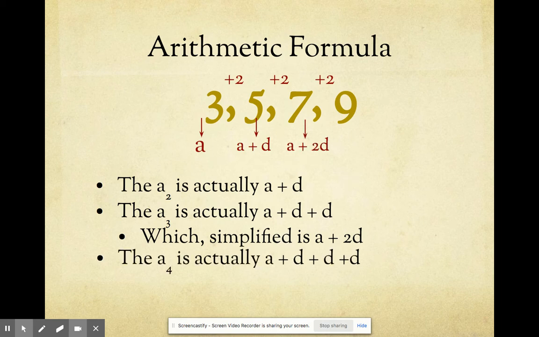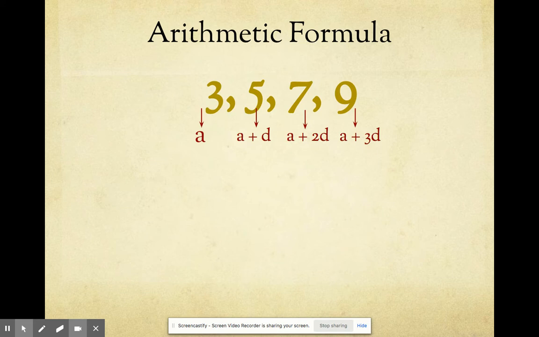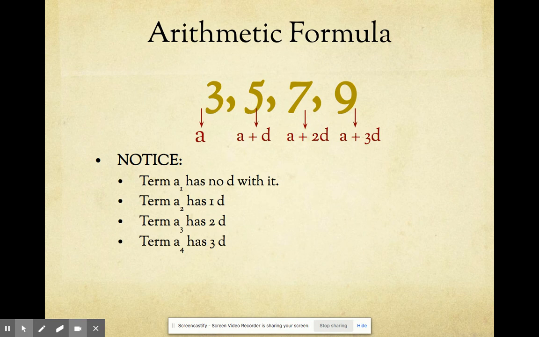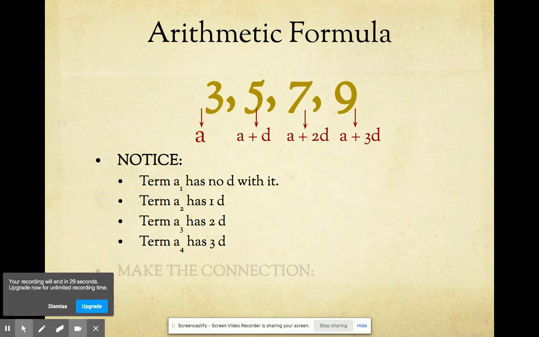And then, of course, you're looking at the fourth one, and it's actually A plus D plus D plus D. So 3 plus 2 plus 2 plus 2 gives you 9, and that's simplified to A plus 3D. Boom. If we think about this order and what's happening after each number in the sequence, you notice that the first term A has no D with it. Term A2 has 1 D. Term A3 has 2 Ds. Term A4 has 3 Ds. Do you see a trend there?